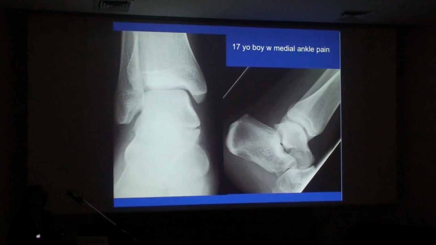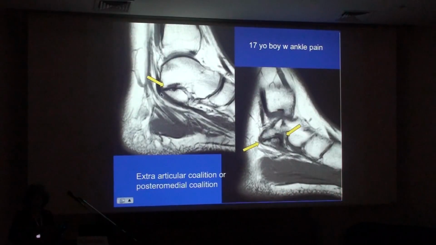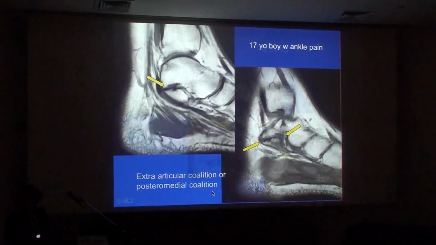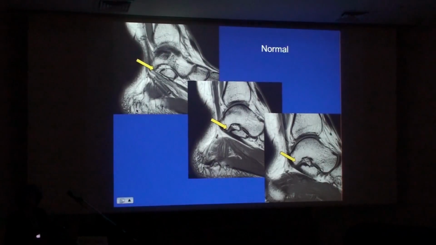Another patient with the same finding, a little bit less prominent. Here is the pseudo-articulation between the bony prominence of the talus and the calcaneus. A little bit less obviously seen on the X-rays, on the lateral view. And here it is. This is all extra bone that should not be here. All of this is extra bone. Again, it's called posterior medial extra-articular coalition, and very often missed.